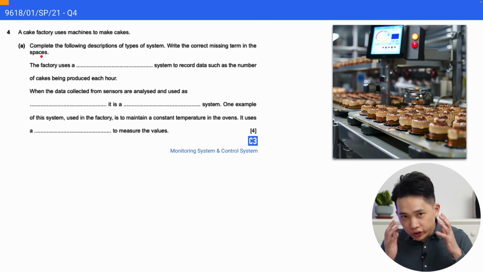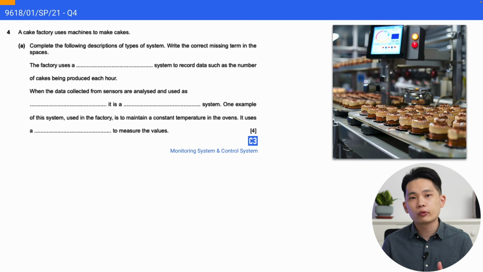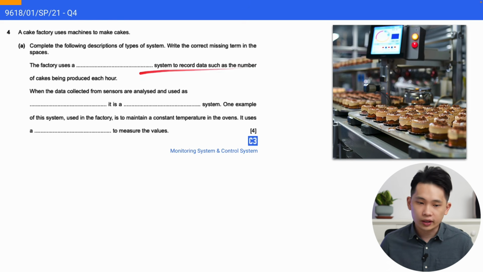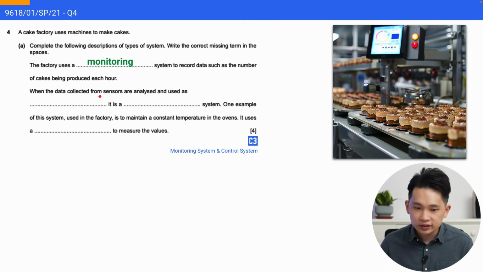So based on this question itself, we know that this question is about the monitoring and control system. So we can just fill in all the keywords related to this topic itself. So first of all, the factory uses a blank system to record data such as the number of cakes being produced each hour. So this blank here is definitely the monitoring system here. And next, when the data collected from sensors are analyzed and used as blank, it is a blank system. So for this question here, this will be a feedback here, and then this is a control system.